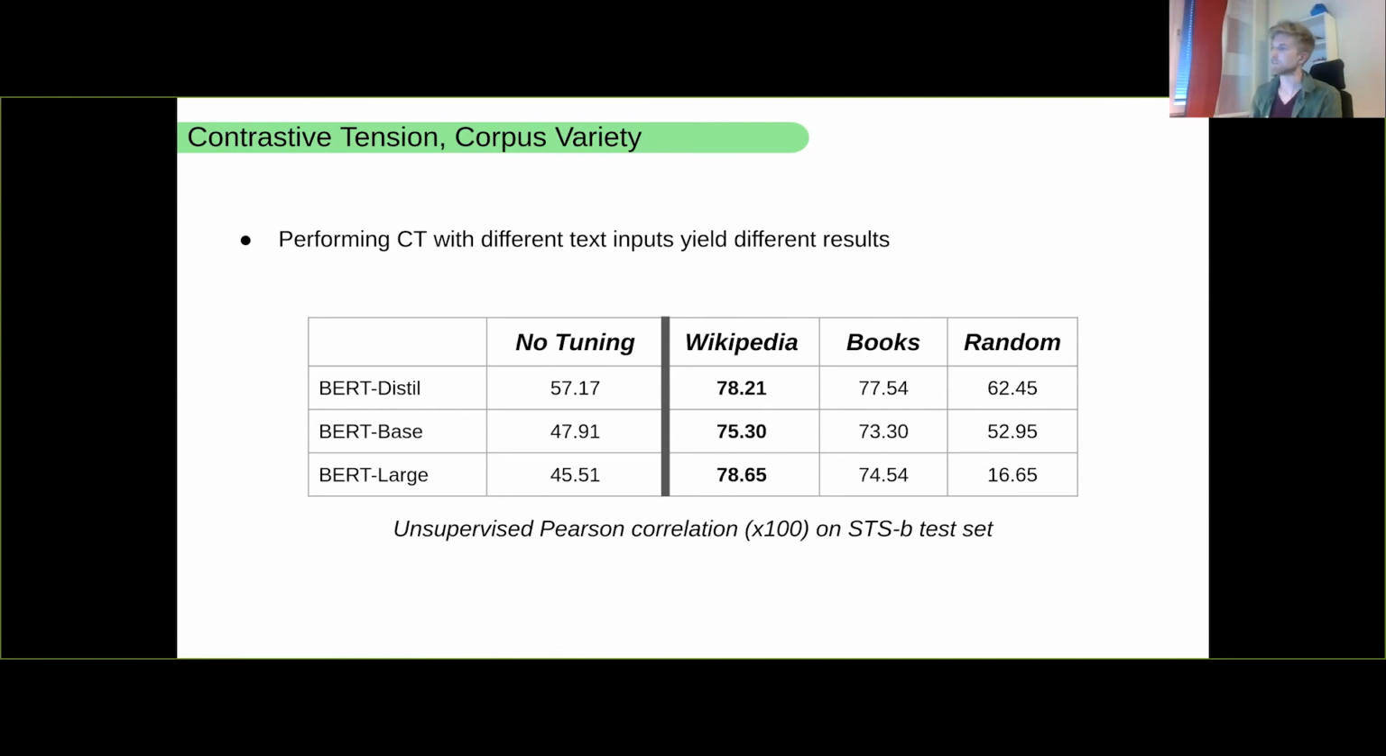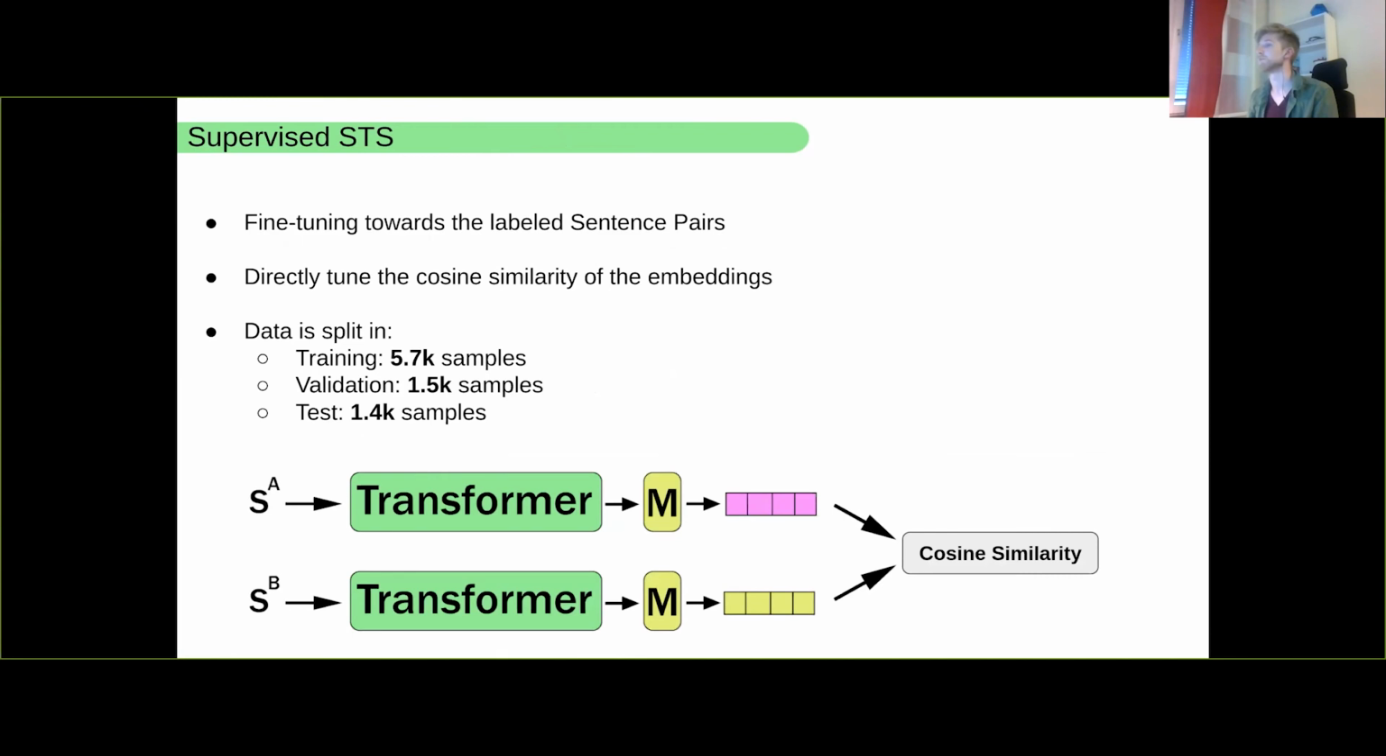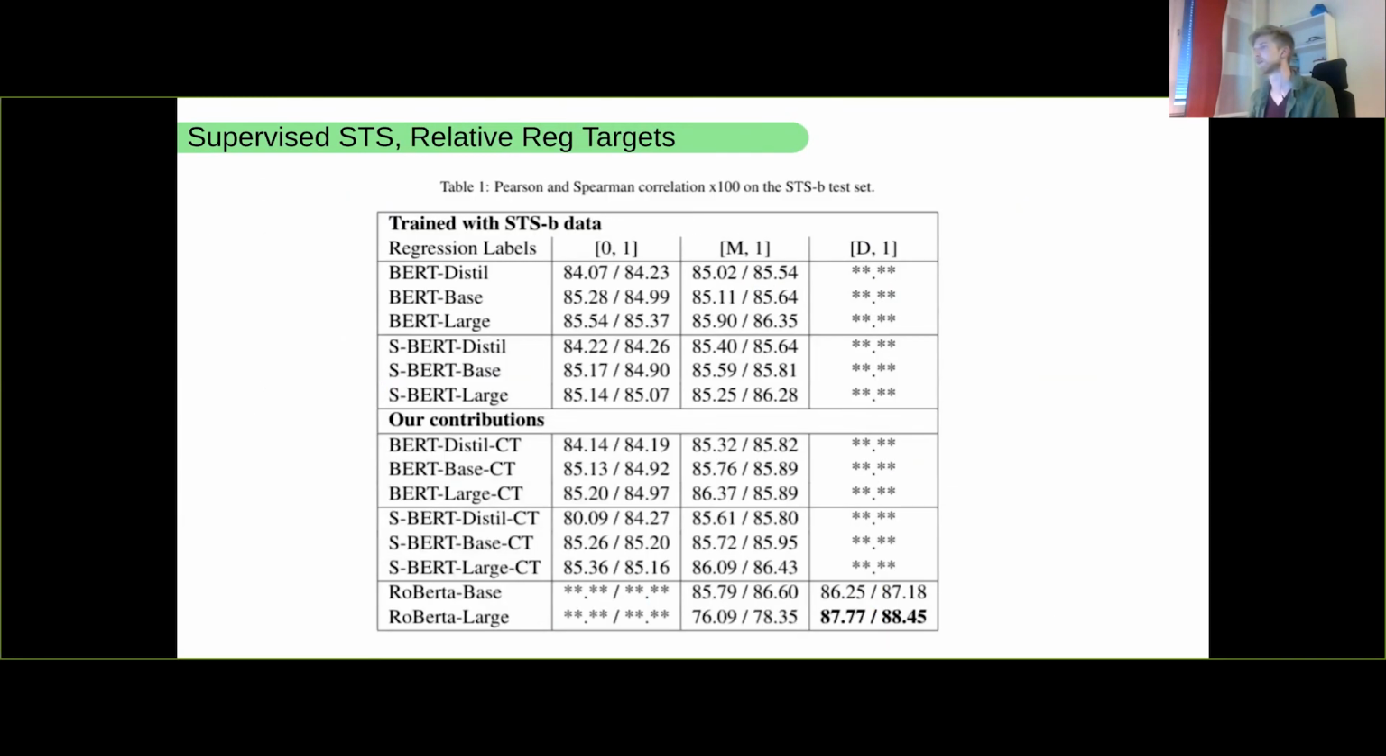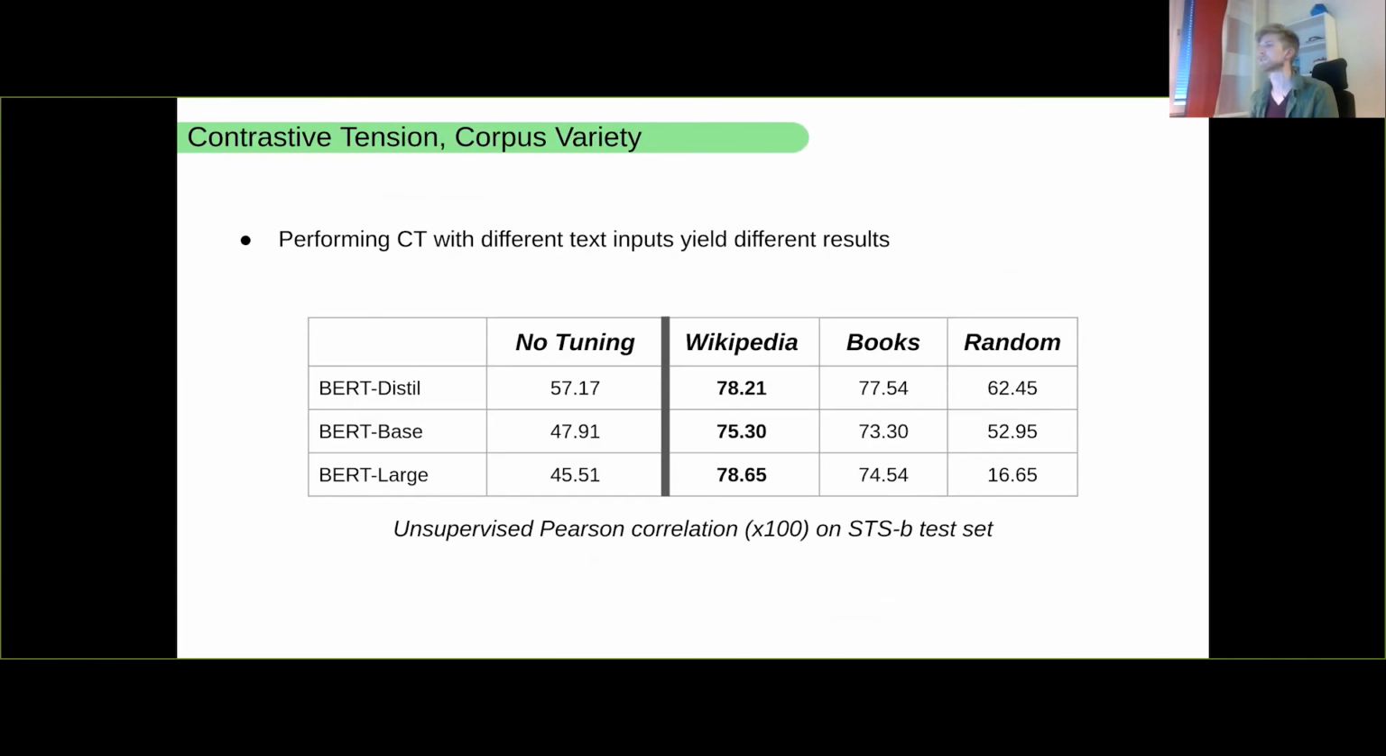Are there any questions about CT? Either we have a discussion now, which might be of need, since I don't think this is one of the algorithms where it's obvious why it works, or we talk about how we also improved on the supervised sentence representations. So are there any questions?